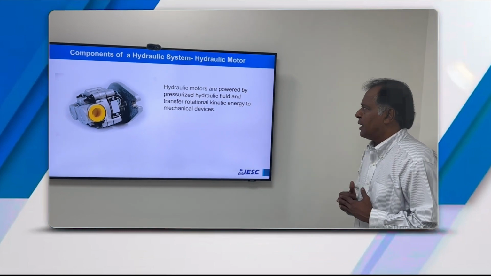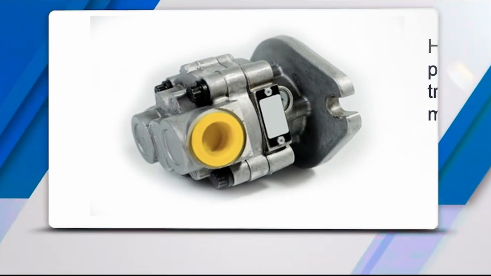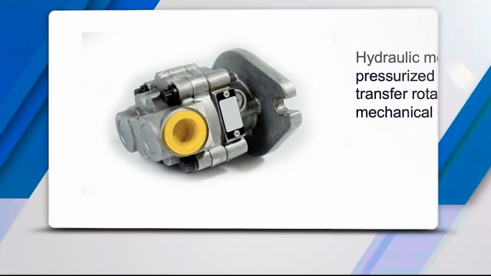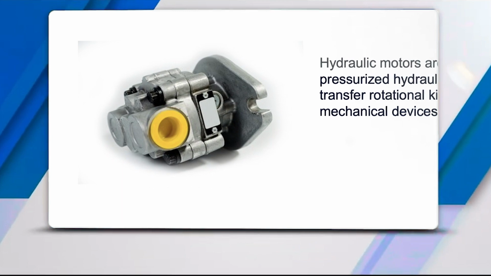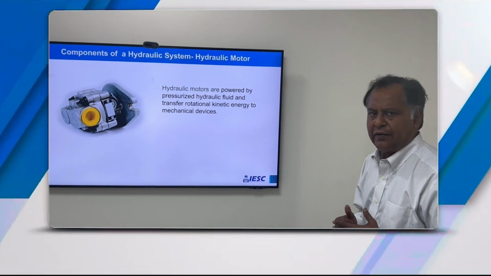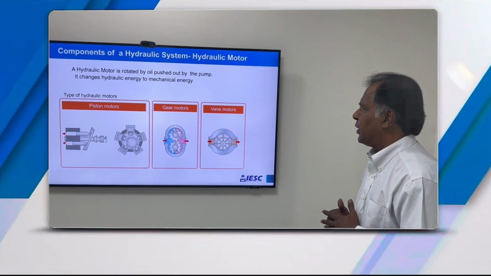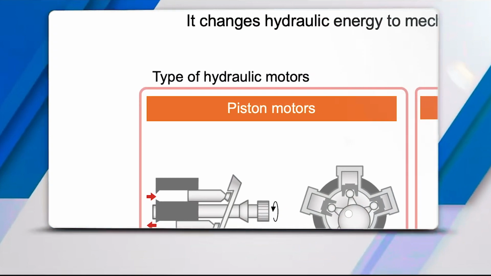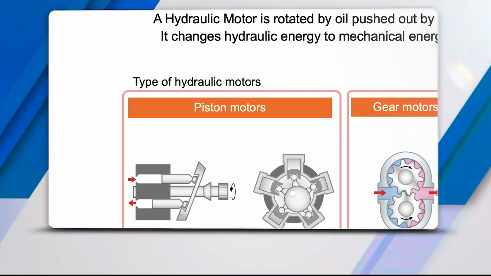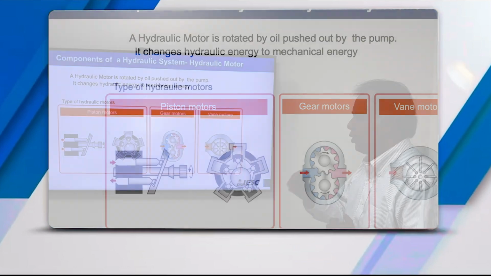We'll now have a look at the hydraulic motor, which is in one sense an exact reverse of a hydraulic pump. They are powered by the fluid that is pumped out from the pump and transfer rotational kinetic energy to mechanical devices. So again, there are 3 types of hydraulic motors: the piston motors, the gear motors and the vane motors. Very similar in construction to the pumps, but performing the exact opposite function.